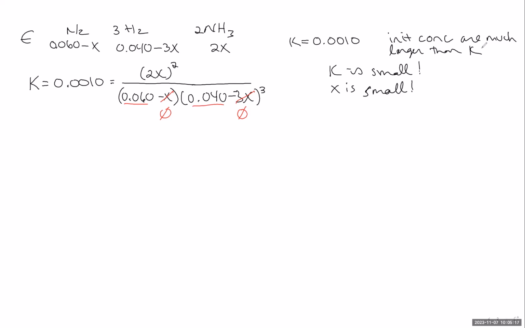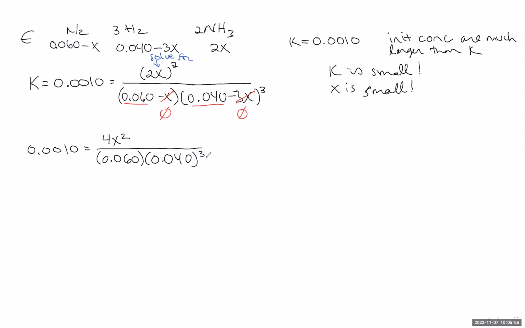So let me change the color again. So this is the x we're going to solve for. And then we're going to get a very nice approximation, okay? And so let's go ahead and do that. So we're going to take 0.0010, and that's going to be equal to 4x squared, okay? And it's going to be 0.060 times 0.040 to the third power, okay? And now remember, we're going to solve for that x that's in the numerator.